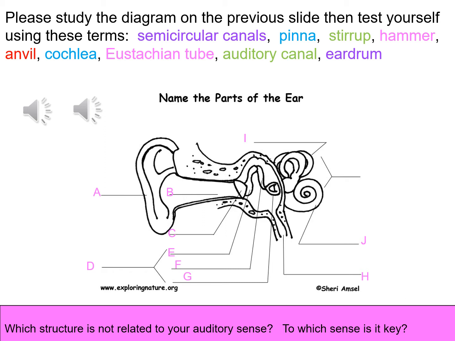H would be the tube, but what's the complete name? Eustachian tube. J, pointing to the snail structure, which is called the cochlea. We didn't mention I, though if you snuck a peek, semicircular canals. We'll talk about them later on in the course. If you had any trouble, go ahead and study a little bit more and test yourself again.